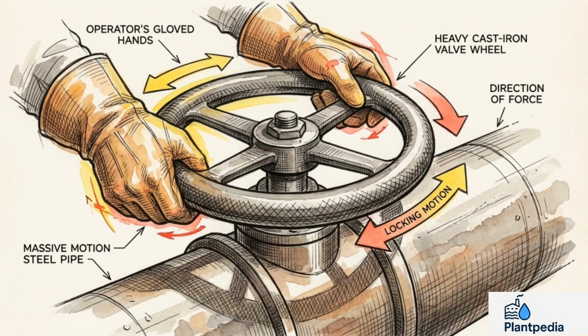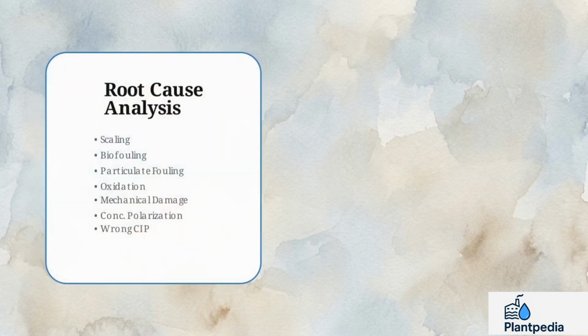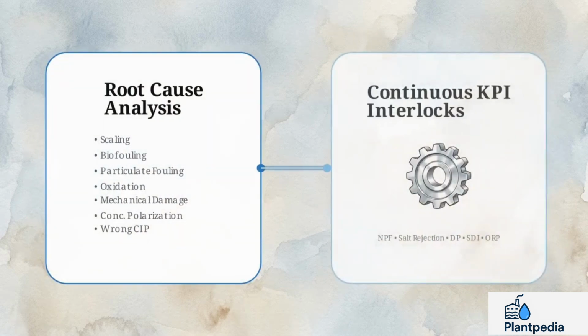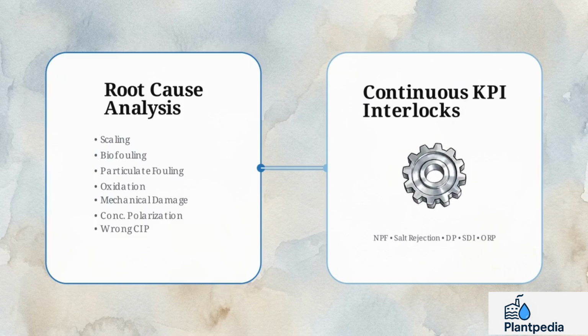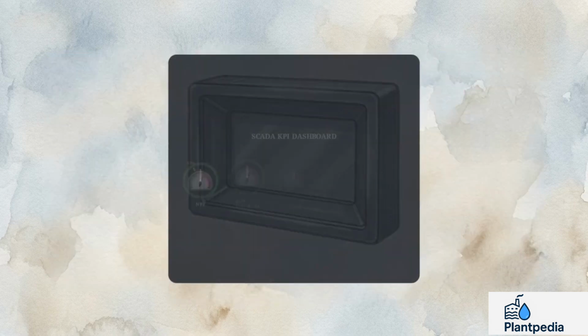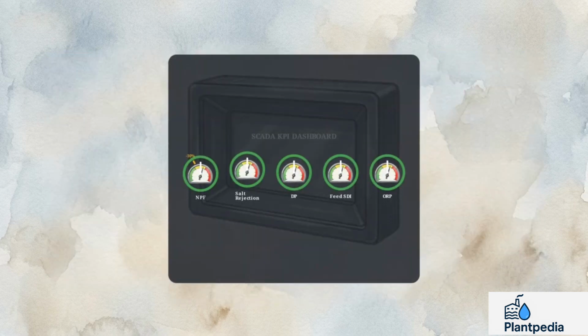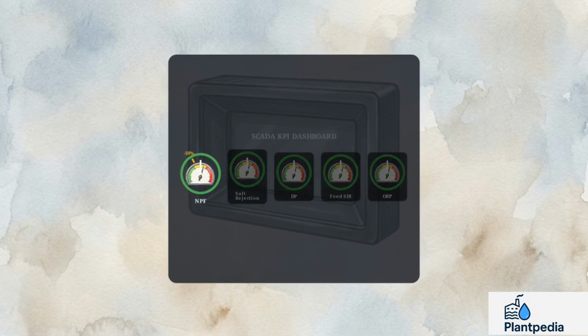of proactive daily defense. True plant optimization relies on taking this root cause analysis framework and tying it to strict continuous KPI interlocks. Look at this SCADA dashboard displaying 5 critical metrics. The first is normalized permeate flow. A drop greater than 10% is the earliest indicator of systemic fouling. You must act immediately when you see this dip.